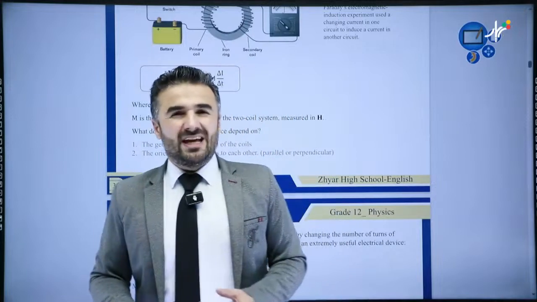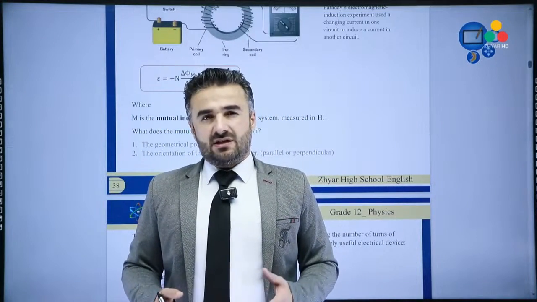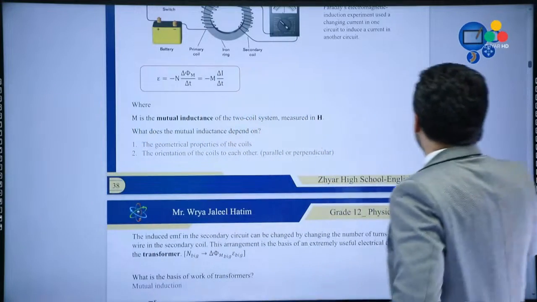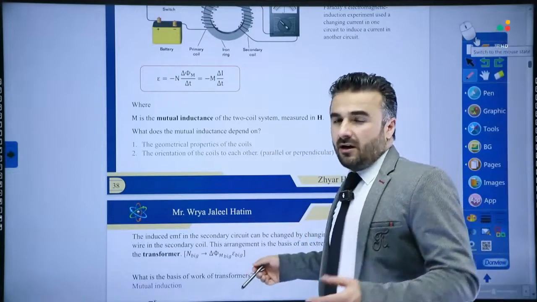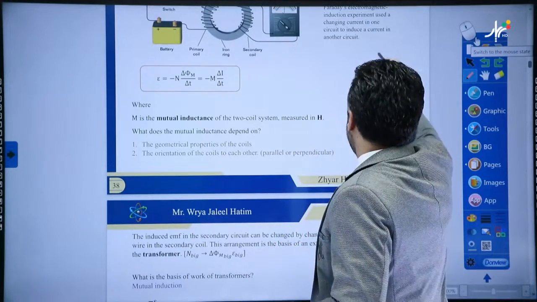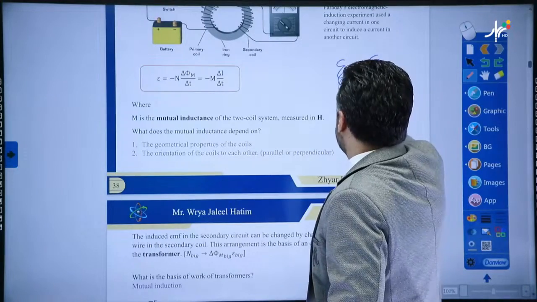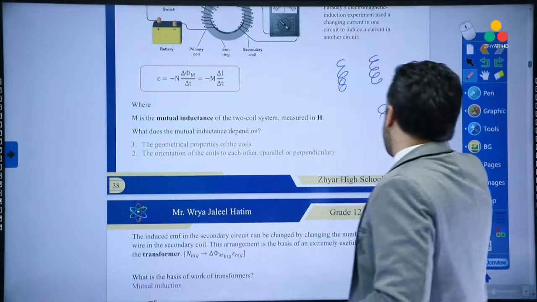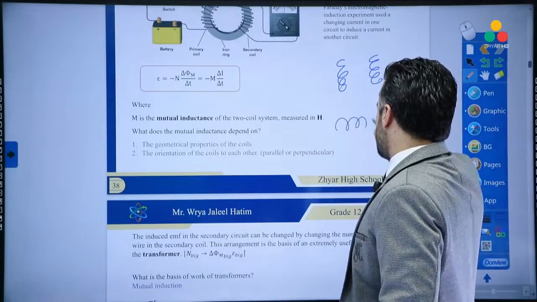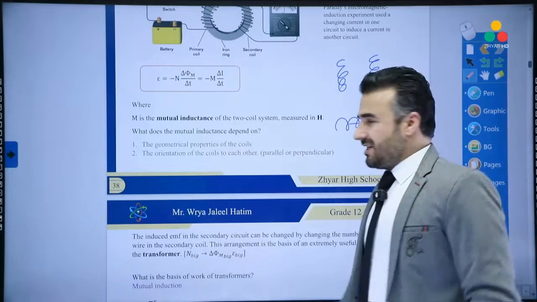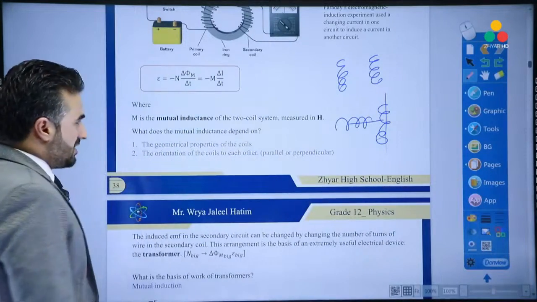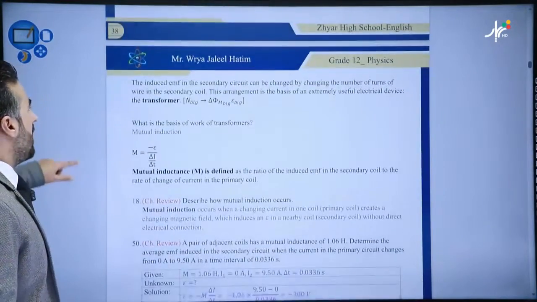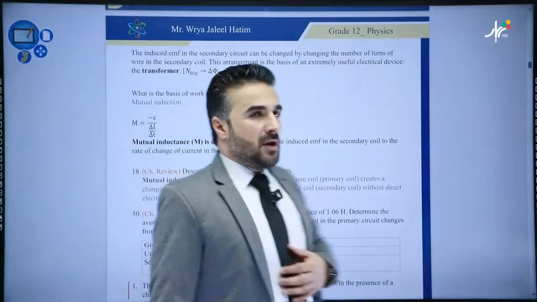And of course you do know that we get maximum induced electromotive force if the two coils are parallel to one another, and minimum or zero if they are perpendicular to one another. So if these are the two coils and they are parallel to one another, like this one here, you get maximum induced electromotive force. And if it is something like this, sort of perpendicular to one another, you get minimum electromotive force induced.